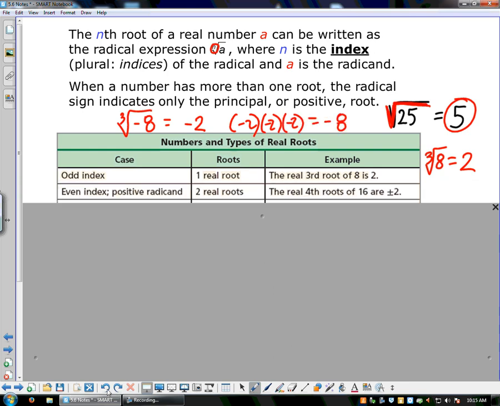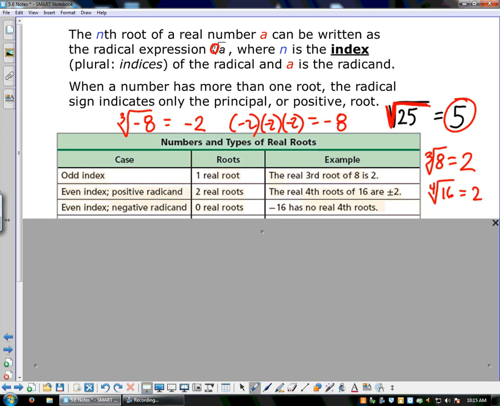What about if there's an even index with a positive radicand? That means there are going to be two real roots. So the real fourth roots of 16 are positive 2 and negative 2. But remember, once I write the radical sign over the 16, fourth root of 16, now I can only have one answer, and that's positive 2. If there's an even index and a negative radicand, then there are no real roots. I can't take the square root of negative 16 or the fourth root of negative 16. That's not possible, so I'll say no answer for that one.